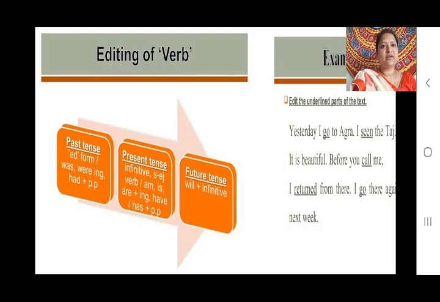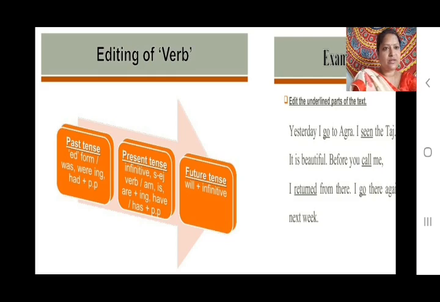Next one is editing of the verb. The verbs are generally kept in 3 forms, that is the present tense, past tense and the future tense. So in the 3 tenses, how will the verb be? Past tense: ED form, was, were, ing, had, past participle. Then the second one is present tense: infinitive, S or ES will be written, then am, is, are, ing, then have or has, past participle. Future tense will have shall or will.